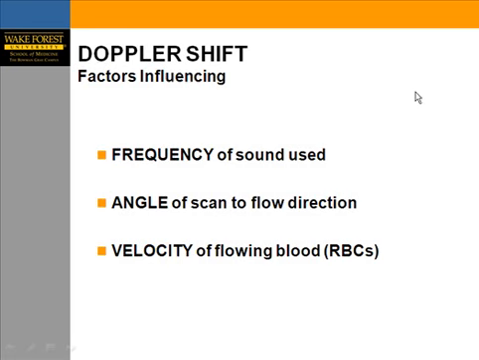Now, the next slide, we're going to discuss the factors influencing Doppler shift. These are very important factors that you need to consider while you are optimizing your color Doppler. The first one is the frequency of the sound used. The other one is the angle of the scan, and the last one is the velocity of flowing blood, the RBCs.